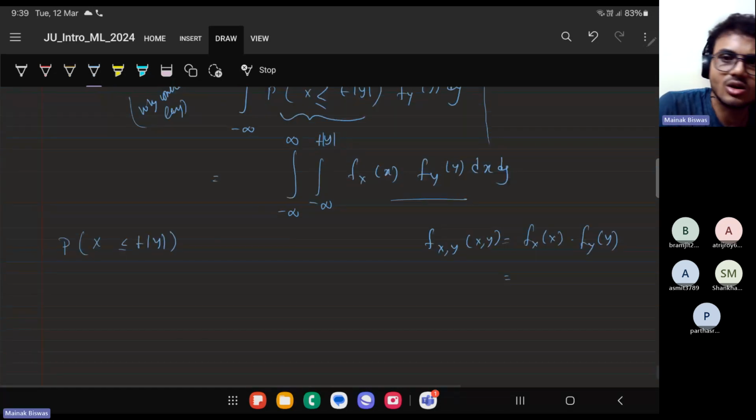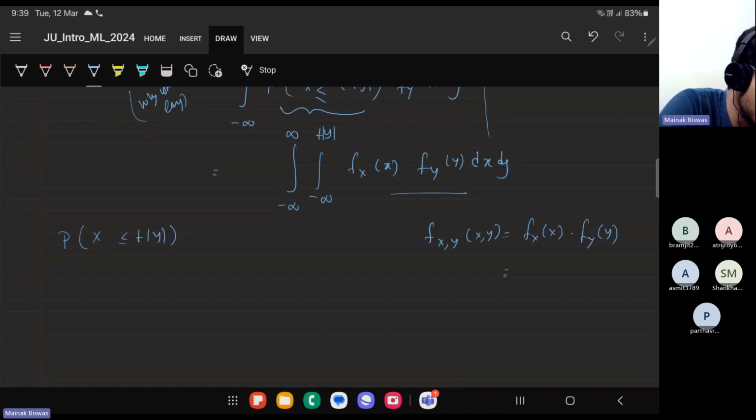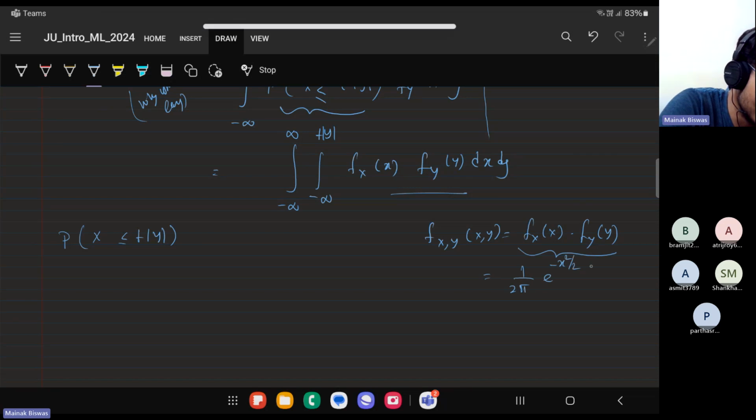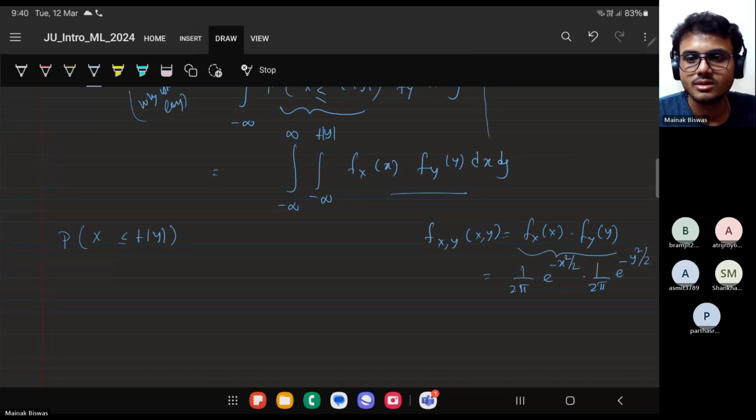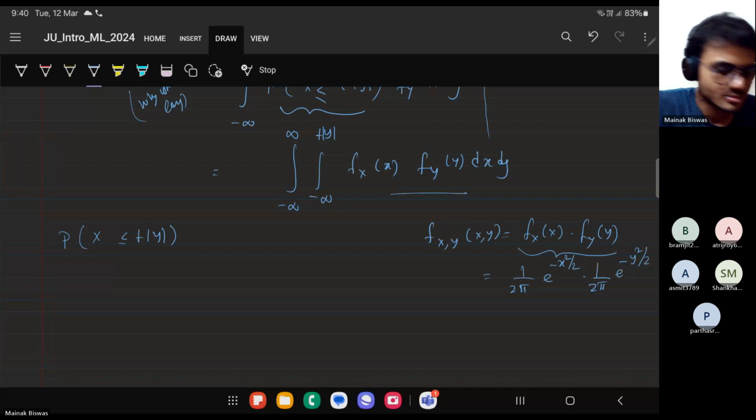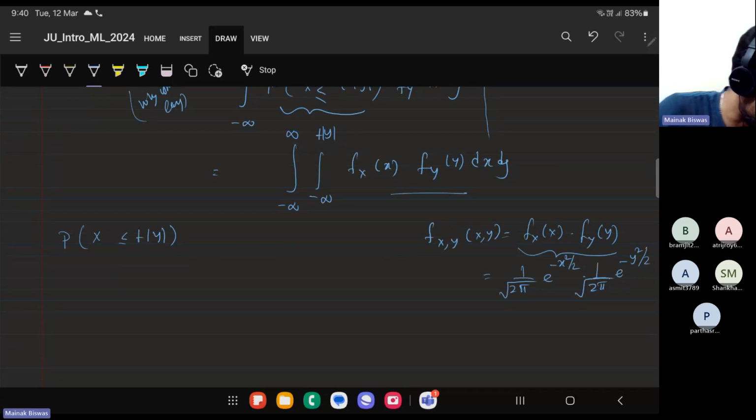Now you will help me to do the double integral. So this is 1 by 2 pi e to the power minus x square by 2 into 1 by 2 pi e to the power minus y square by 2. Yes or no? Agreed? Yes, there will be a square root.